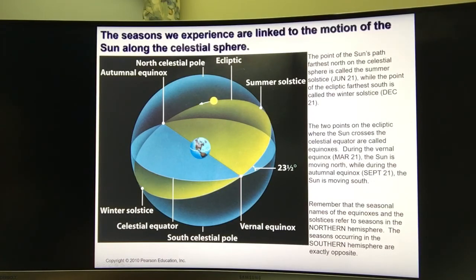So this goes back to the celestial sphere model we learned before. Again, Earth is at the center, and this is called the ecliptic, which is the sun's annual path. This is called the celestial equator. And there are 4 special spots along the sun's annual path, which is again called the ecliptic.